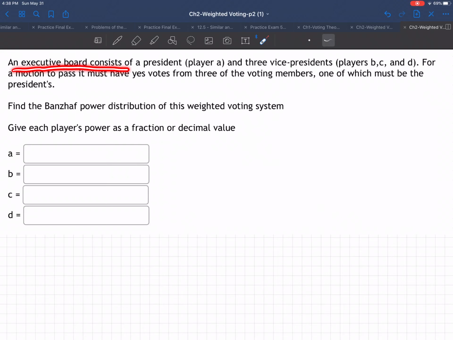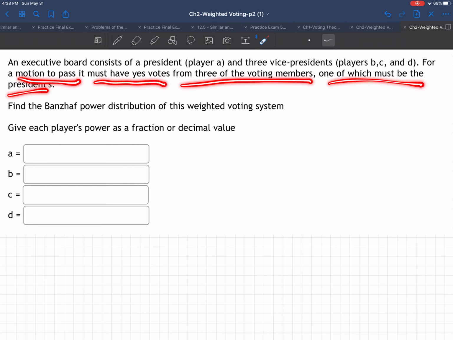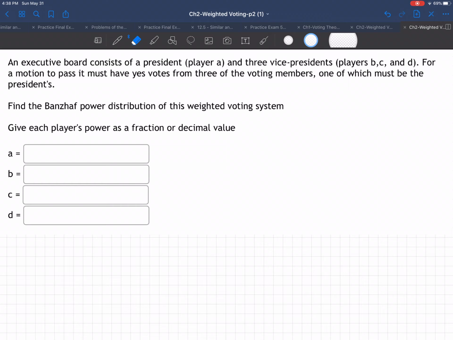An executive board consists of a president, player A, and 3 vice presidents, players B, C, and D. For a motion to pass, it must have yes votes from 3 of the voting members, one of which must be the president's. Okay, the crucial words there that we're seeing are 3 of the voting members, and one of which must be the president, meaning A, right?